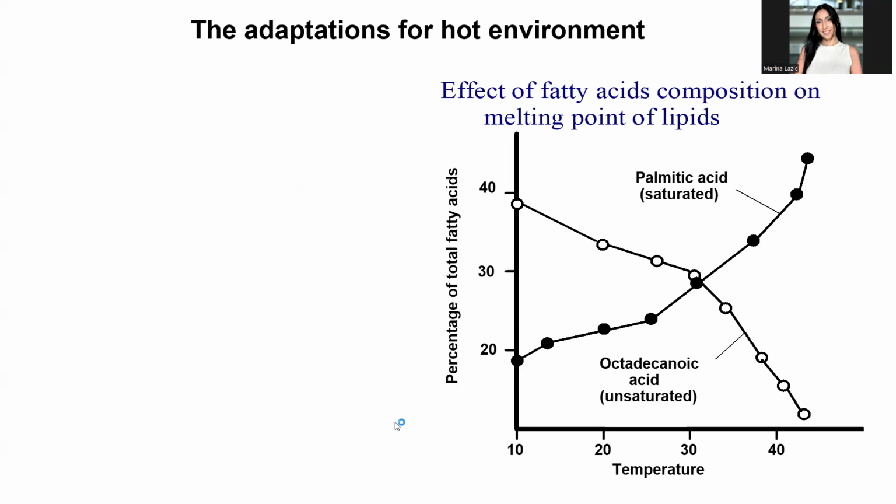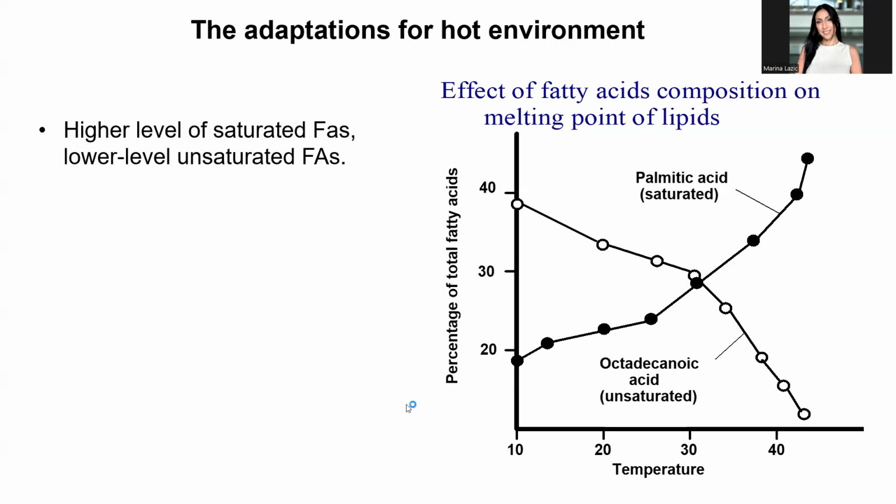Again, palmitic acid is saturated, unsaturated is octadecanoic acid. I don't really ever ask students to know the names of these fatty acids. You just need to know that at cold temperature, there will be more unsaturated fatty acids, and at high temperatures, there will be more saturated fatty acids. It doesn't really matter what the name of the fatty acid is. So again, high level of saturated, lower level of unsaturated when the cell is adapted to a hot environment.